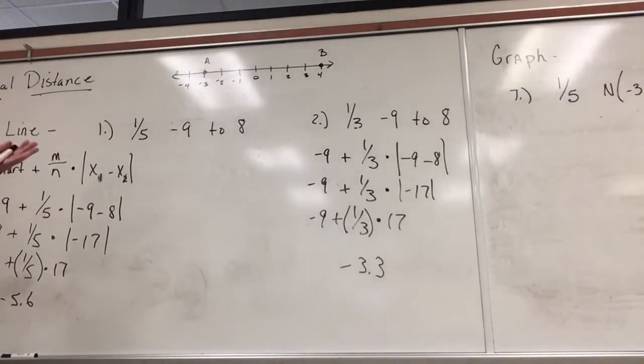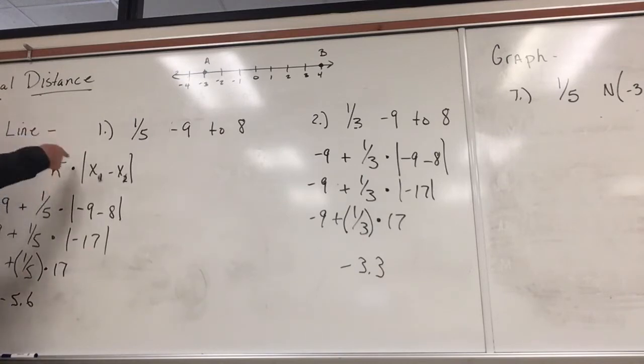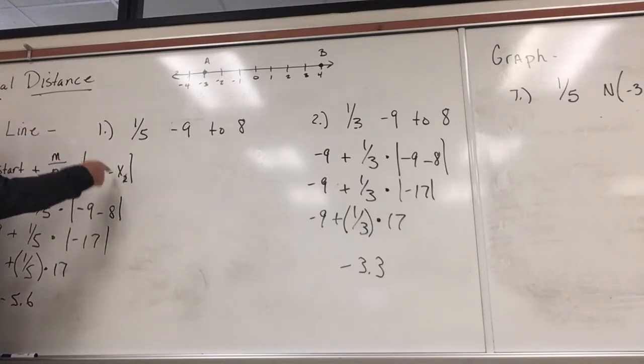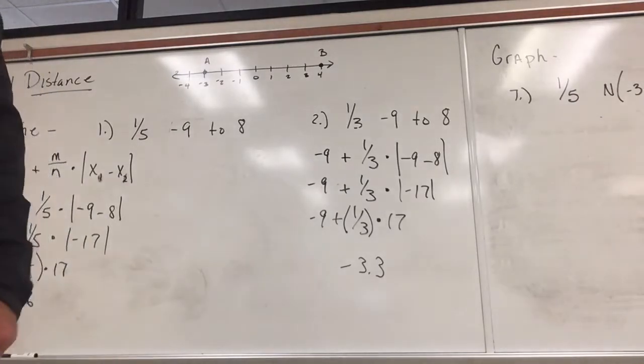Is that hard? No, that is not difficult. Take the formula, use the formula, plug everything in. Does all this make sense to you? I got start plus fractional distance times start point minus end point absolute value. That's all it is, plugging numbers into formulas. Okay, that's all we gotta do.